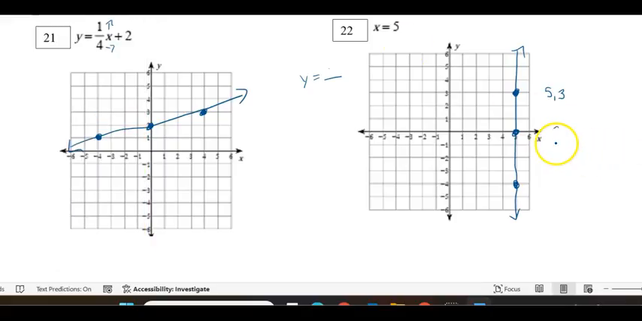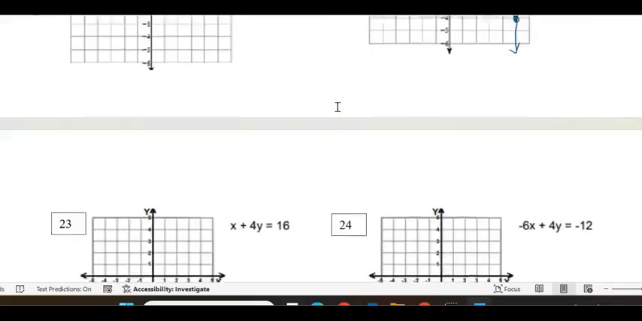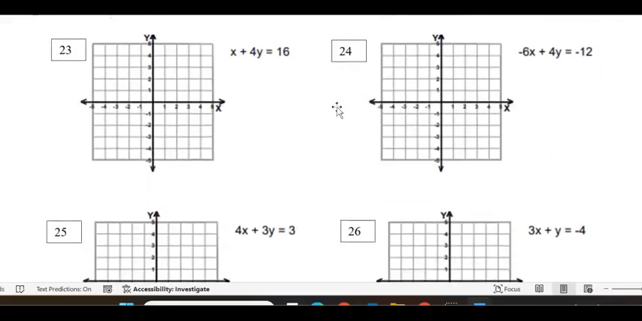This point right here is (5, 0), and this point right here is (5, -4). All right, so what's the same? The x values are the same, and they are all equal to 5. Okay, so maybe that'll help you remember which one is horizontal and which one is vertical. All right, moving on to the last page.